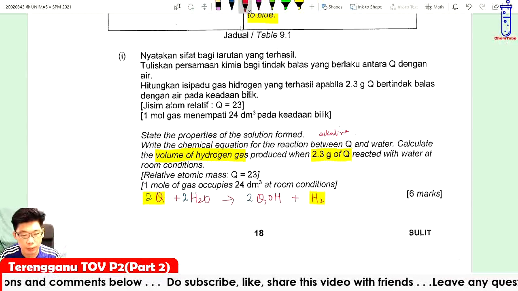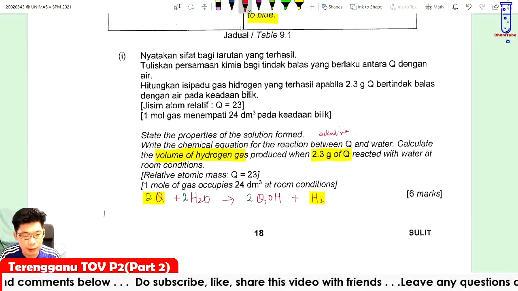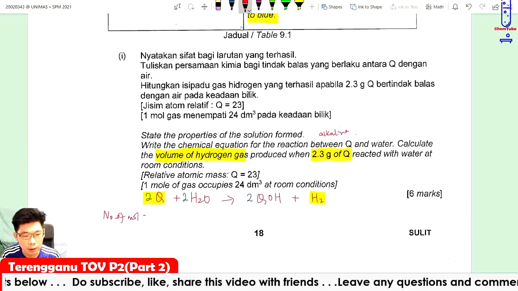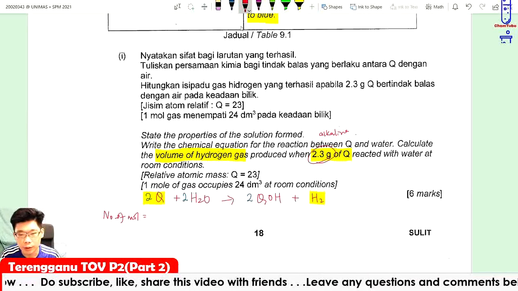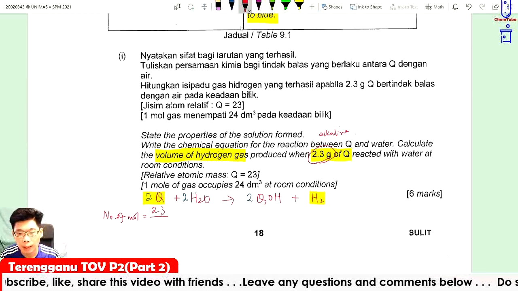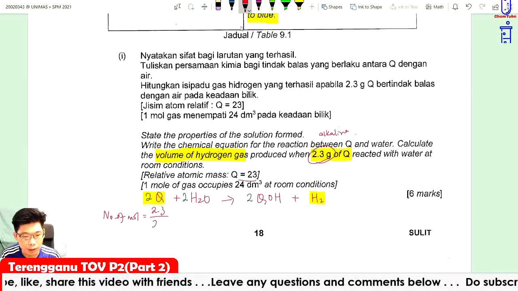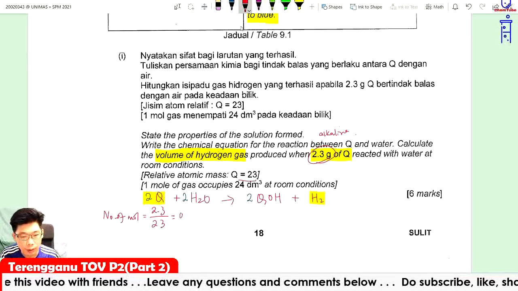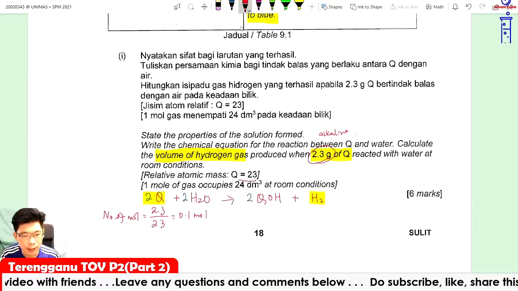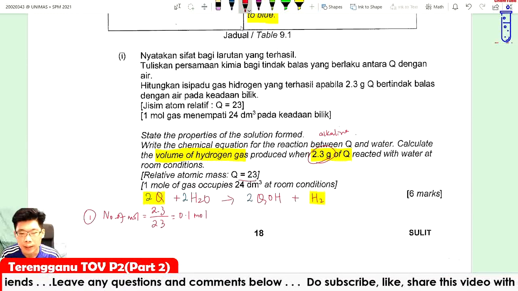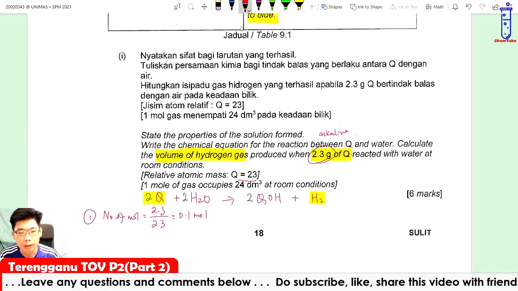So first we can calculate the number of mole first, number of mole. Okay, given to you is 2.3 grams, so it's 2.3 over the molar mass for the Q is 23, so over 23, so you will get 0.1 mole. Okay, so this is the first thing you need to find. Okay, so after that you need to find the volume, right?